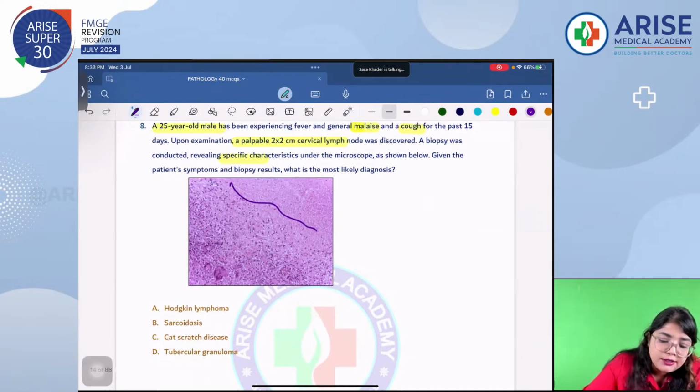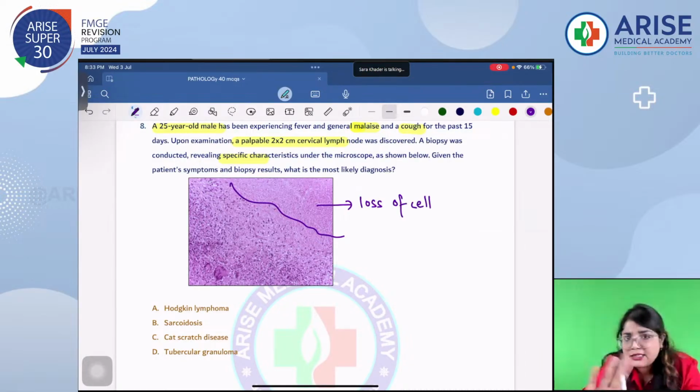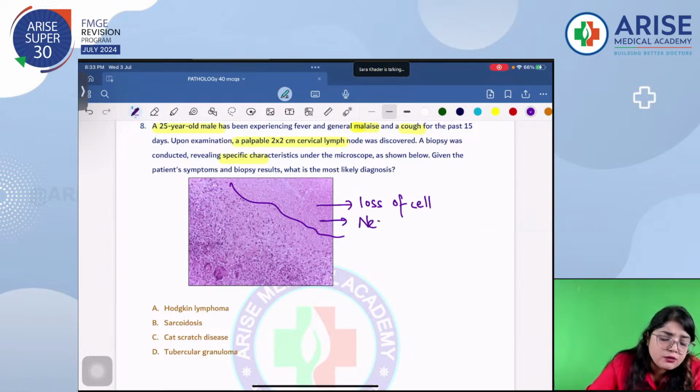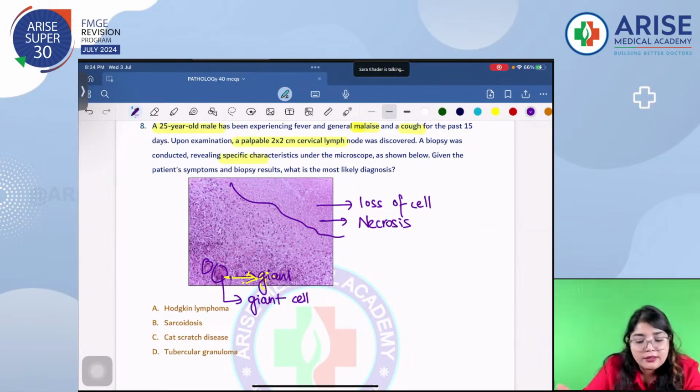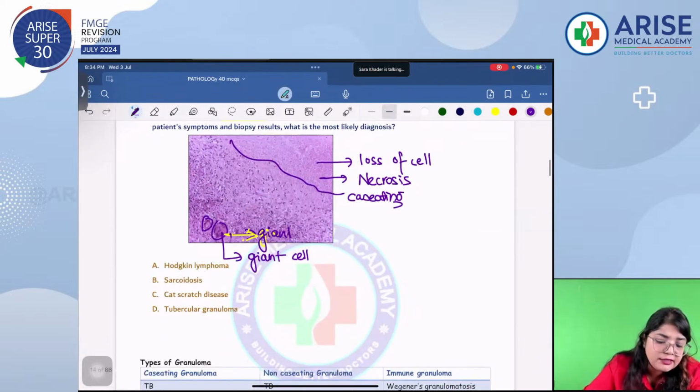So what you see here is a loss of cells and only pinkishness. This must be necrosis. And at the edges, you can see these giant cells. You see the presence of giant cells. So this must be your granuloma. Which kind of granuloma? Caseating granuloma, because it is caseating necrosis.